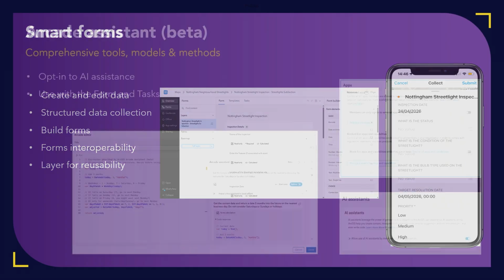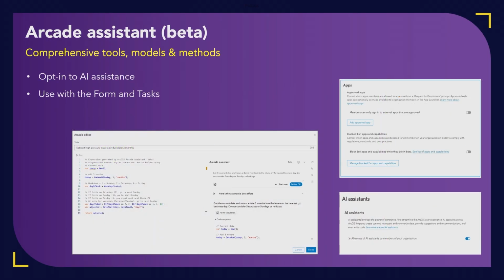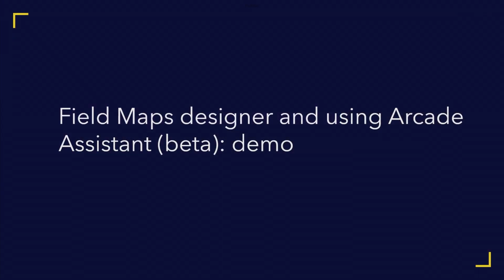Now, extending this further, let's look at the ArcGIS Assistant. The ArcGIS Assistant Beta uses artificial intelligence to generate Arcade expressions from natural language instructions. To use it effectively, ensure your organization settings have AI Assistant enabled. Keep your instructions concise and clear. If needed, refine or rephrase your prompt to get the desired output. Now let's move on to a demo inside ArcGIS Field Maps Designer, and let's see an example of the ArcGIS Assistant.